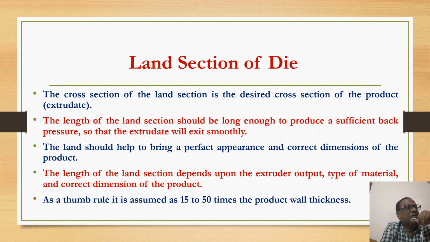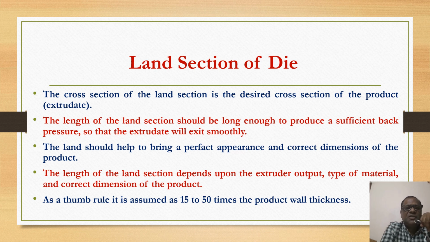Generally, output from an extruder is measured in terms of kg per hour. That means in 1 hour, how many kg of product you are going to get. That is the output measurement in the case of extruders. As well as, it depends upon the type of material you are using. Material means, when you are making it melt, the viscosity: in PVC and the like, viscosity will be more. But suppose you are dealing with, for example, low density polyethylene, then in that case viscosity will be less. So based on the type of material and how much output is required, you have to choose the length of the land section.